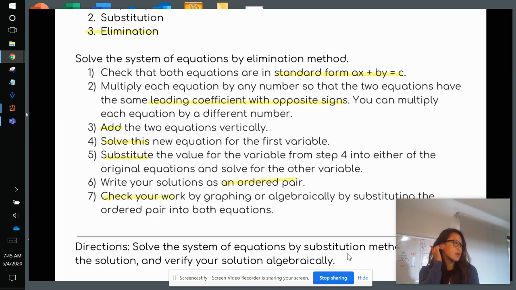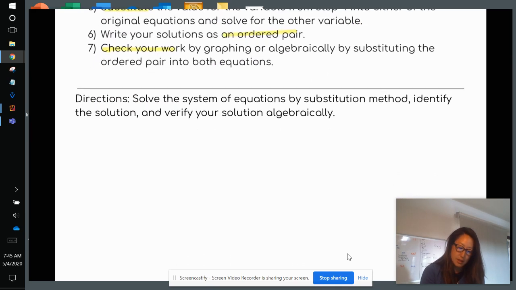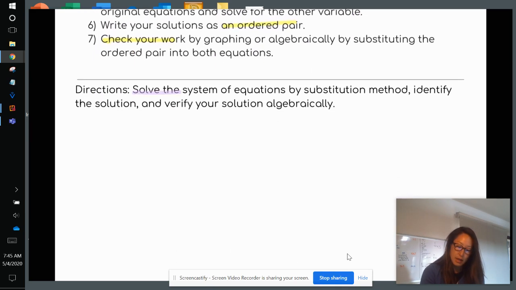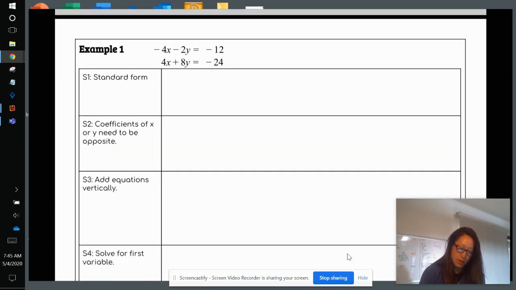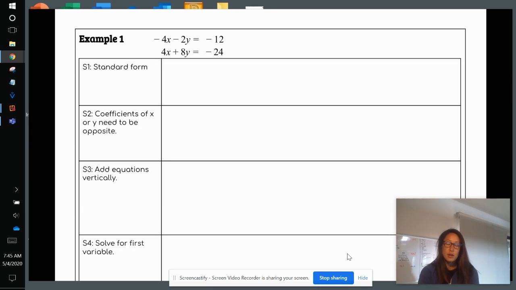So kind of similar to what we've been doing, just the first variable we are going to solve a different way. Okay, so again, we need to solve the equation, identify the solution, and then verify the solution algebraically. Three steps I need to see in your work, okay? I wrote out the steps for the first example, and after that I'm not going to write them out anymore.